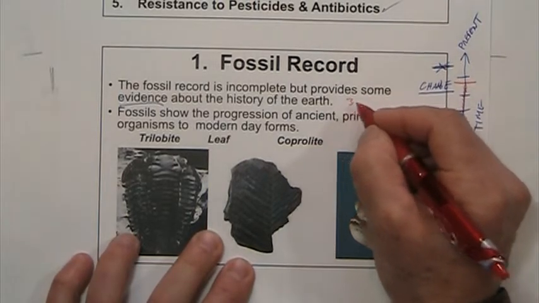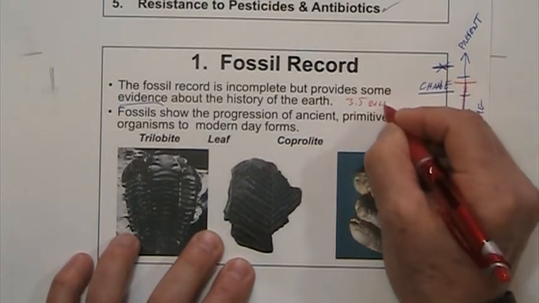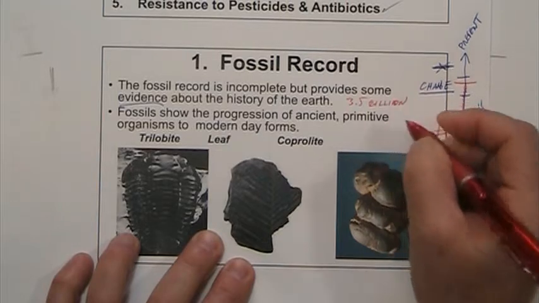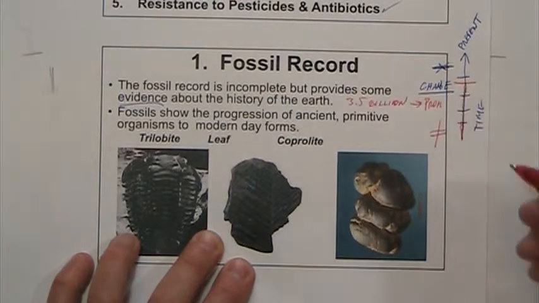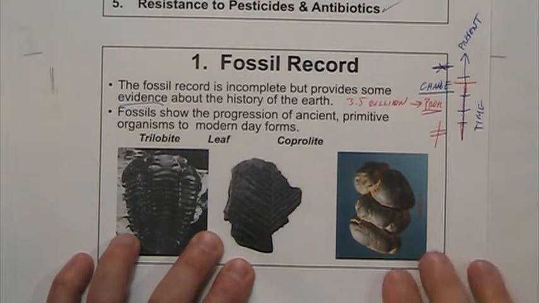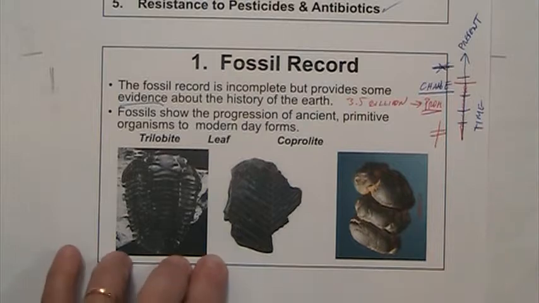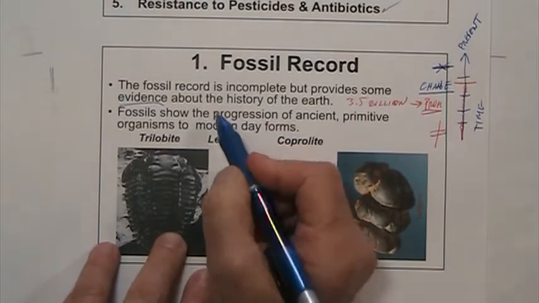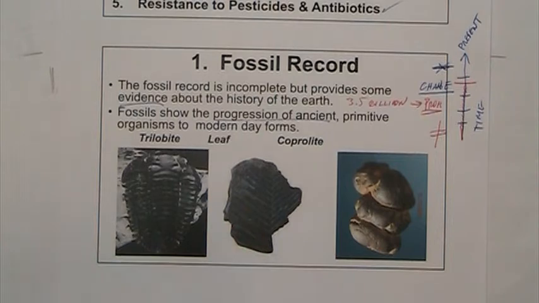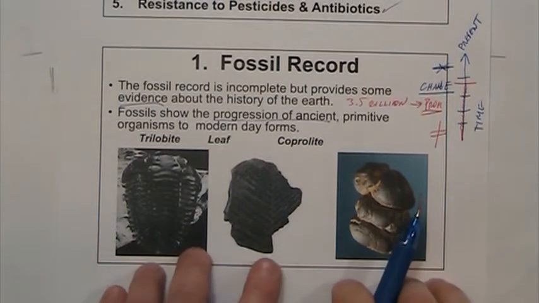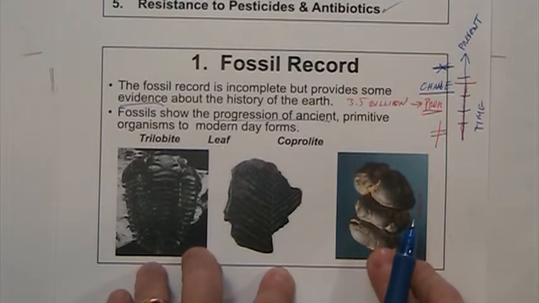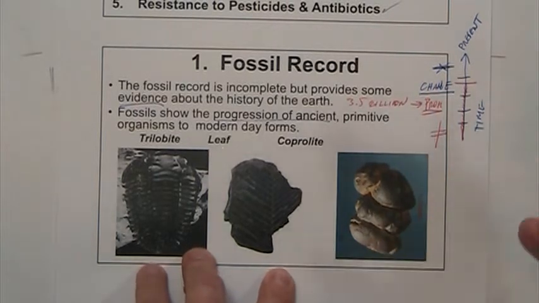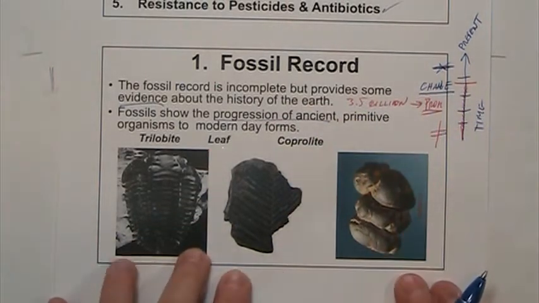Remember that the first organisms are about 3.5 billion years old, and these first organisms were the prokaryotes, the bacteria that we have today. Also, the fossils, of course, show us the progression, as I indicated, of how organisms change, and also who the ancestors of some present-day organisms are. Remember that since we are changing, somebody had to be before us. So those are the things that the fossil record shows us.